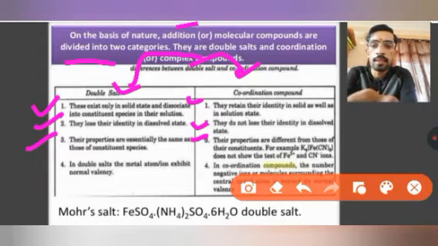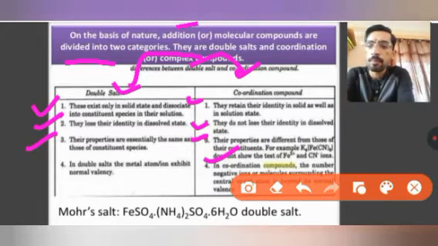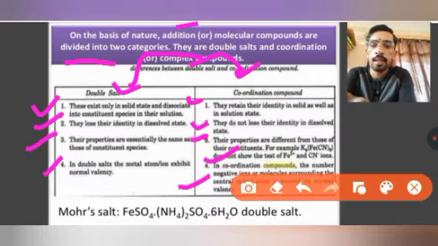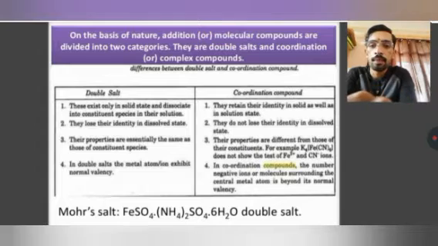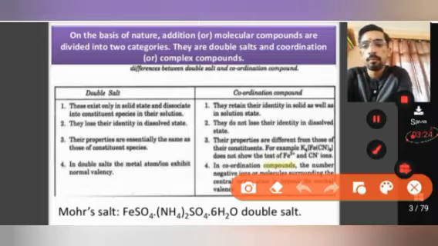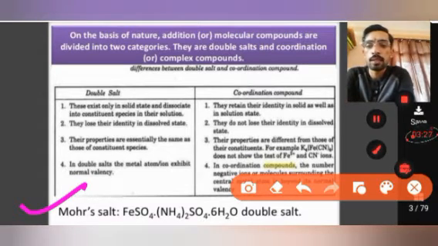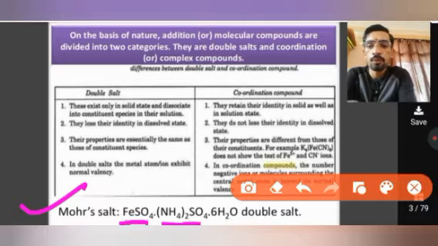For example, potassium tetracyanoferrate(II) doesn't show the tests of Fe2+ and cyanide ions. The fourth difference: in a double salt the metal atom or ion exists in its normal valency, whereas in a coordination compound the number of negative ions or molecules surrounding the central metal takes the metal beyond its normal valency. An example of a double salt is Mohr's salt: ferrous sulfate, ammonium sulfate, plus 6H2O.